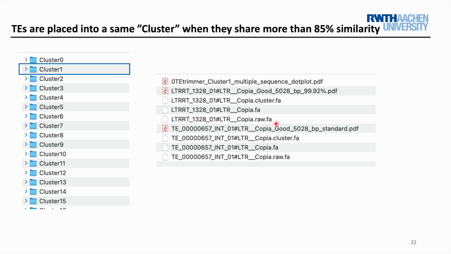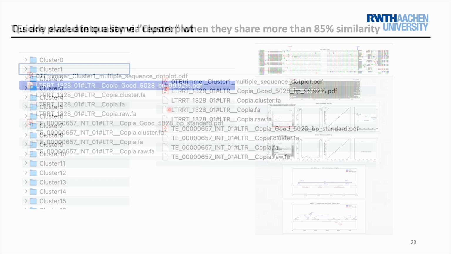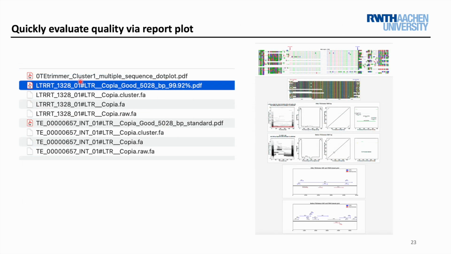Then come to the very important topic: why there are 4 files corresponding with one TE consensus output. Like I said many times, the 4 files are a PDF file, cluster.fa, fa, and raw fa, corresponding to only one TE consensus sequence. When you double click this PDF file, it will pop up this reporting plot. For understanding this reporting plot, I also recommend you see the other video called TEtrimmer background introduction. I already provided a detailed introduction there.